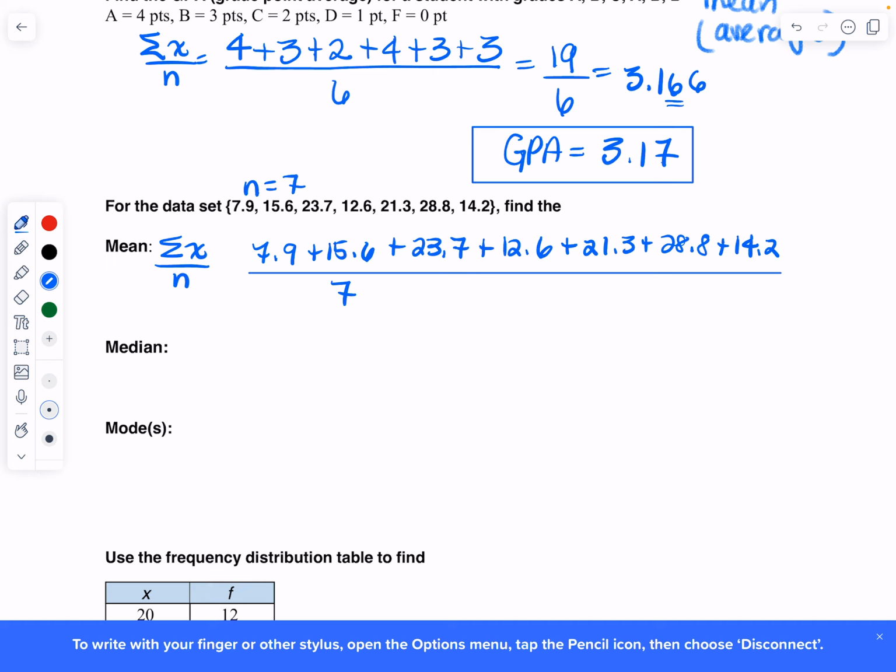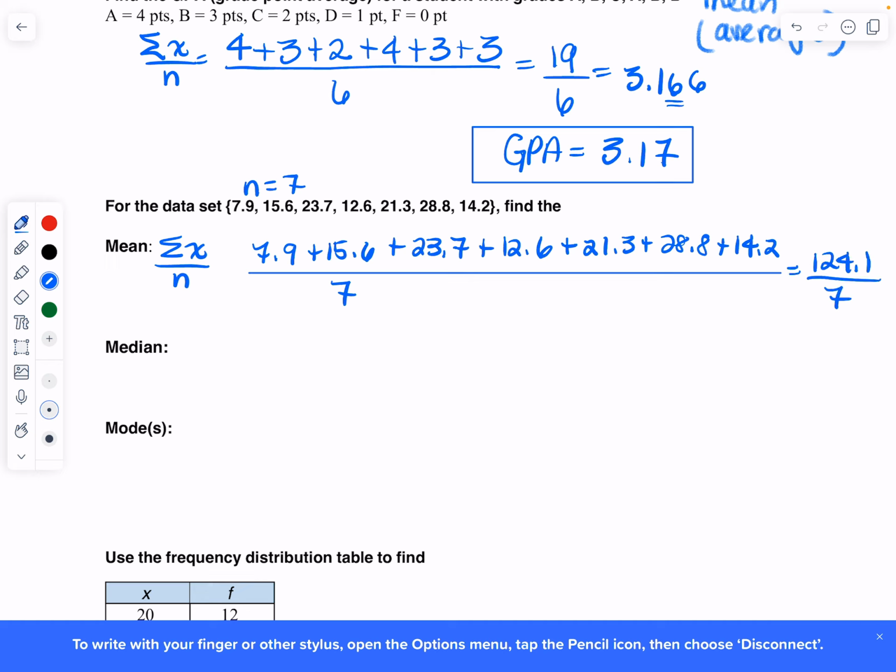So I'm going to use a calculator. You guys should use one as well. 7.9 plus 15.6 plus 23.7 plus 12.6 plus 21.3 plus 28.8 plus 21.3. Oh, I already got that one. Okay, so let me change that. It's actually 14.2. Okay, and again, I just double check my values because as you see, I almost made a mistake there. So I'm going to check everybody. Okay, got it. So I'm going to put it in there, and when I do that, I get 124.1.